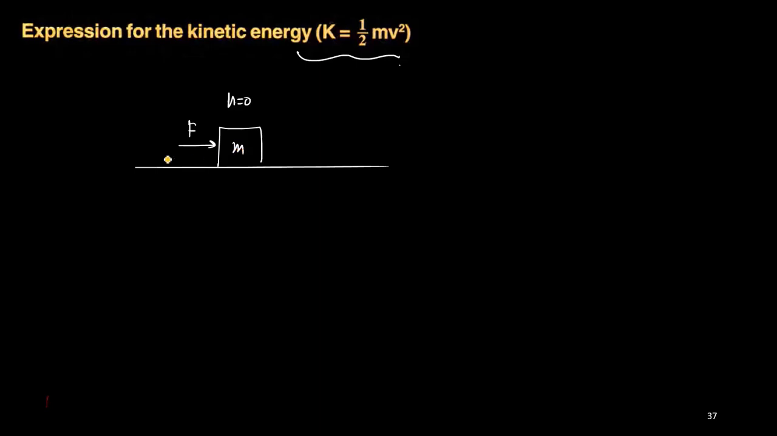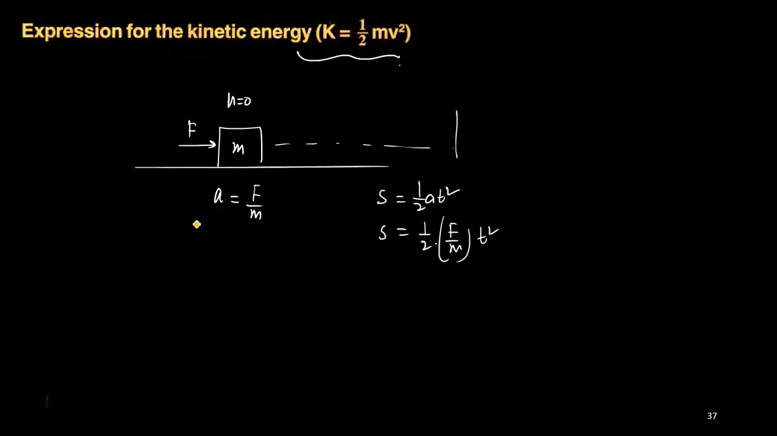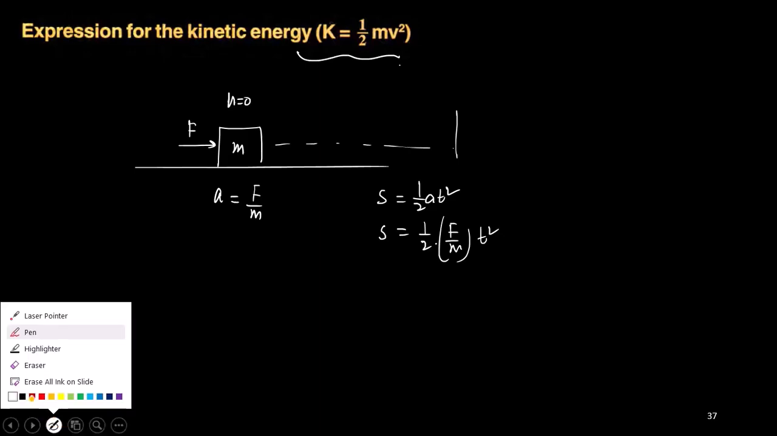So, if the mass of the body is m, can I say the acceleration caused by this force is F by m? Okay. So, with this acceleration, what is the displacement? Let us say the displacement equals half a t square, in time t. That means it is equal to half into F by m into t square. Okay. So with this displacement, now I can calculate the work done by the force capital F.